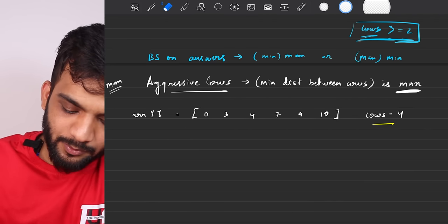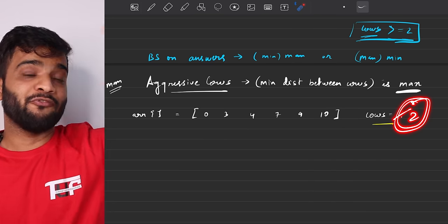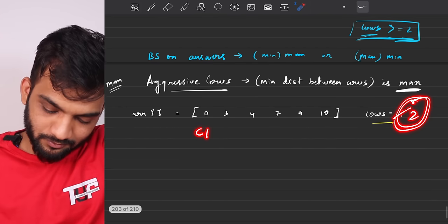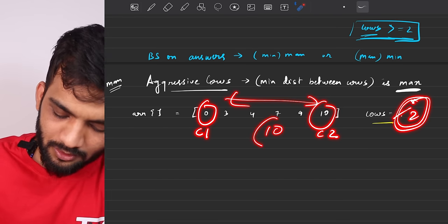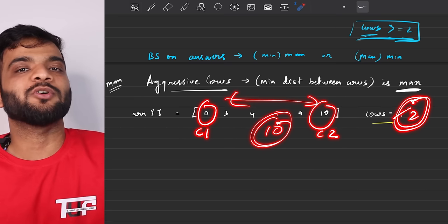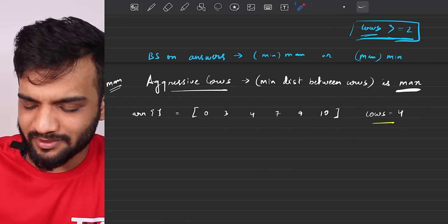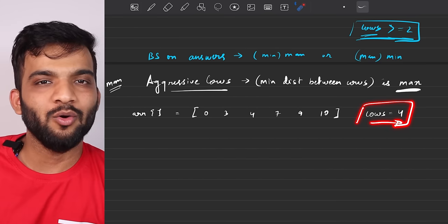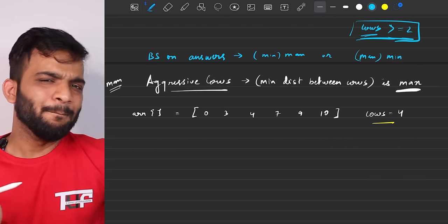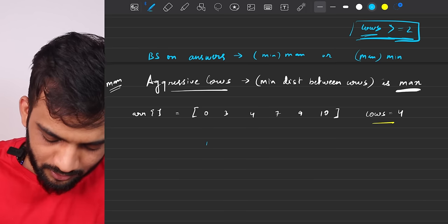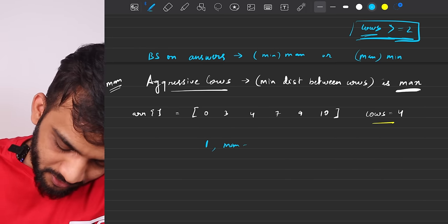I can think of test cases where the number of cows is 2 and the worst, like the farthest configuration, can be the maximum minus minimum. This can be the maximum distance possible that I can place some cow. Because whenever you're solving a problem, you cannot check for the value of cow. You can look for the extremist case. Thereby you're saying, the minimum distance that we know can be 1. And the farthest distance can be the max minus min.